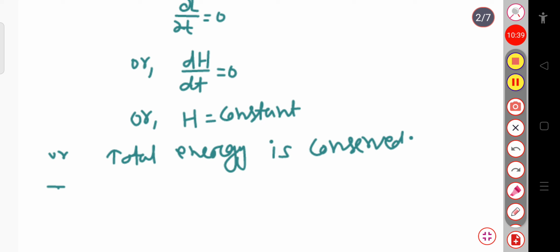This is the conservation theorem for the Hamiltonian of the system.